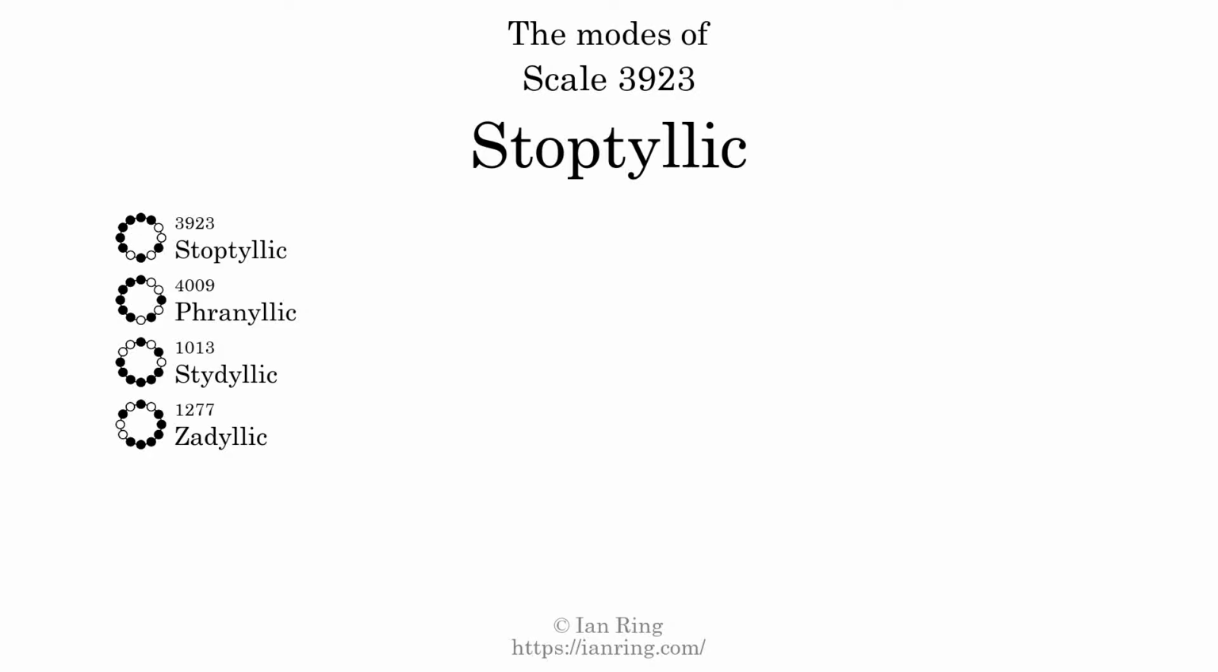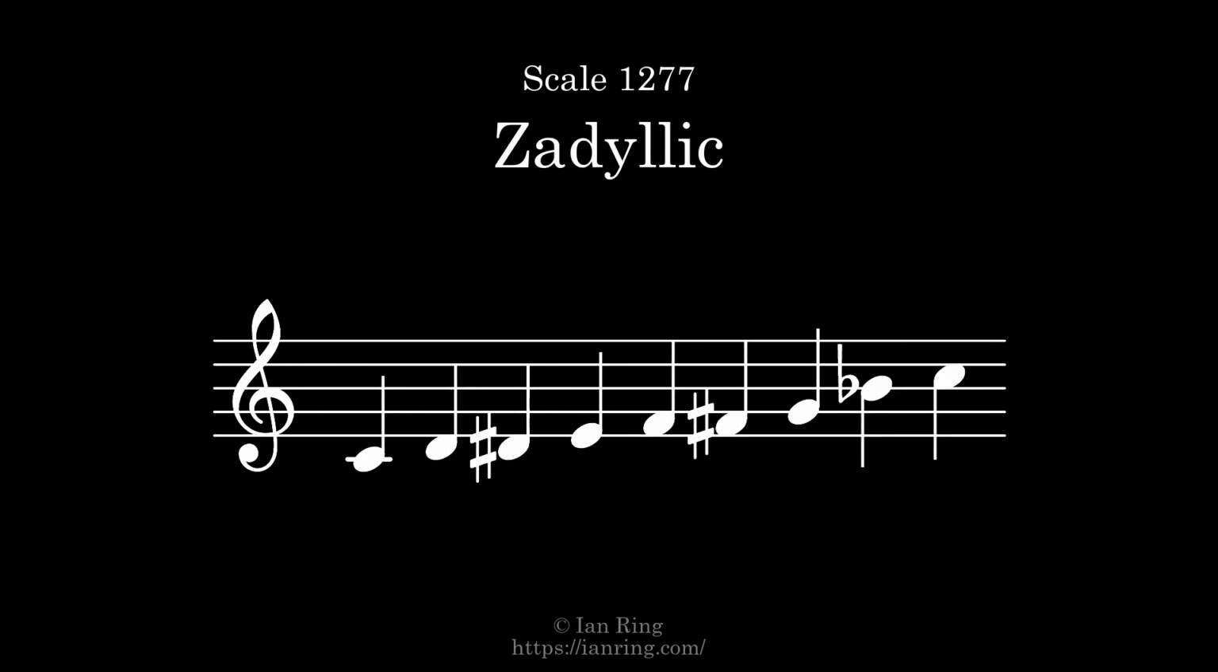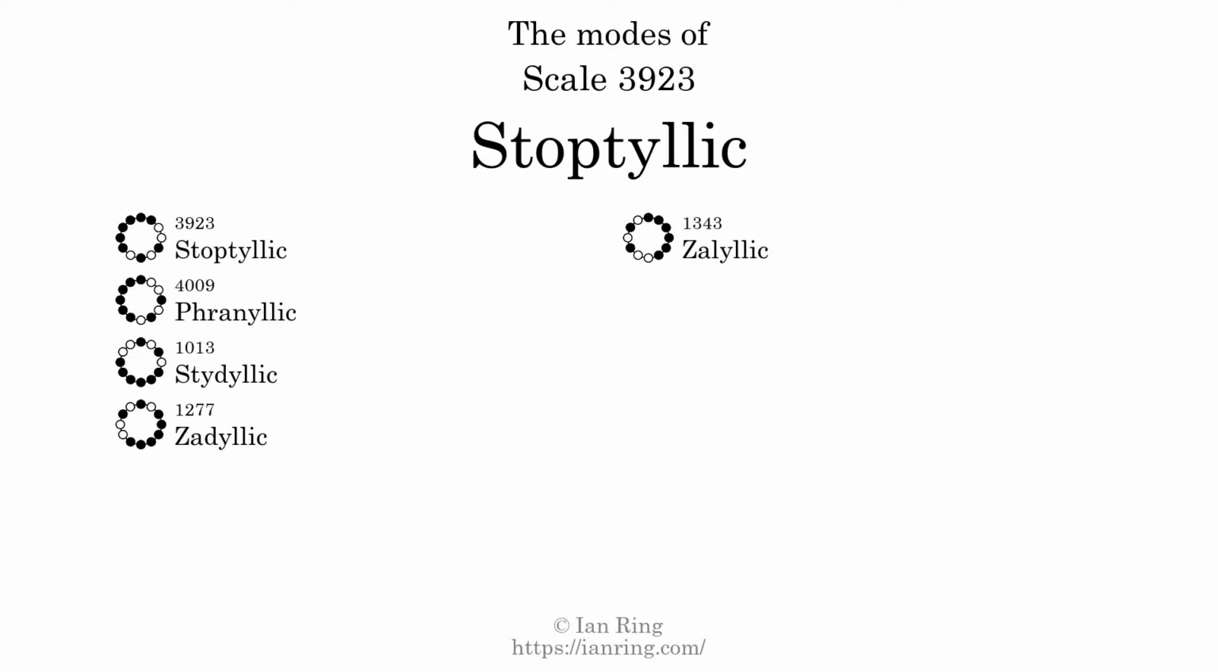The fourth mode is scale 1277, also known as Stoptyllic. It sounds like this. The fifth mode is scale 1343, also known as Stoptyllic. It sounds like this.